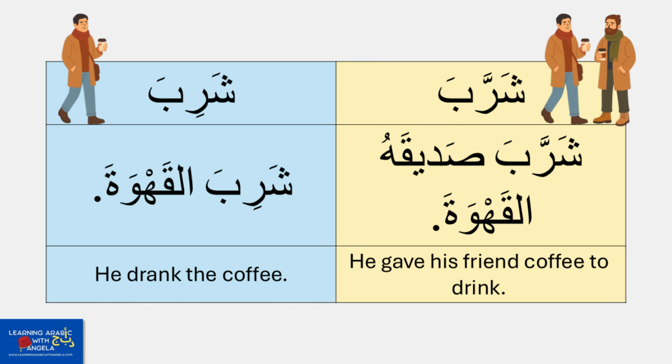In the first sentence, شرب القهوة, he drank the coffee. He's doing the action himself. But in the second sentence, شرب صديقه القهوة, he gave his friend coffee to drink. In other words, he made his friend drink the coffee. Once again, we've changed the pattern, and the meaning changes from doing the action to causing someone else to do the action. Can you spot the pattern?